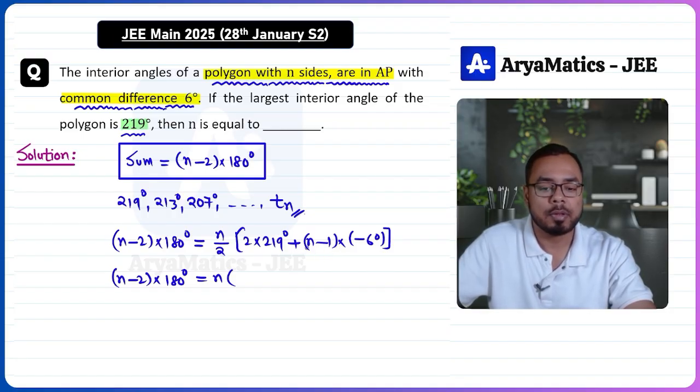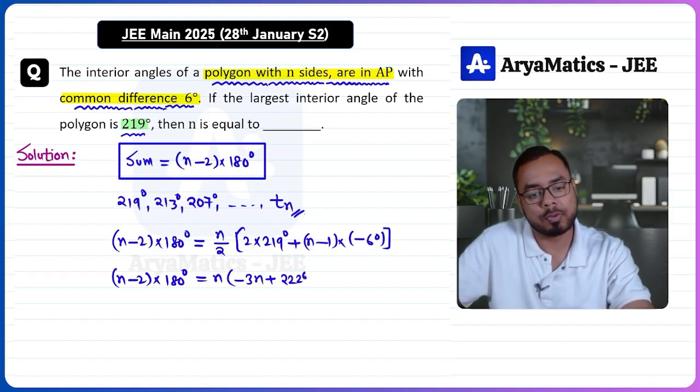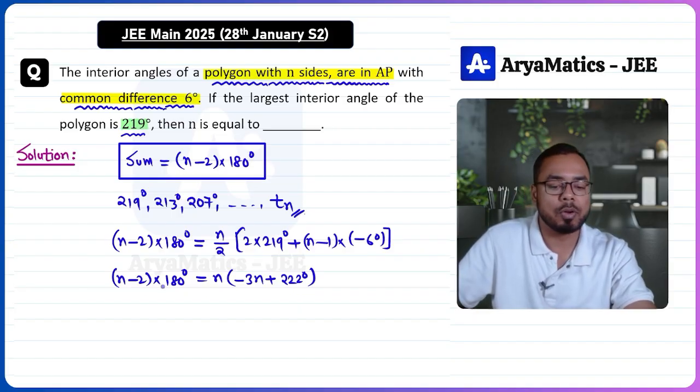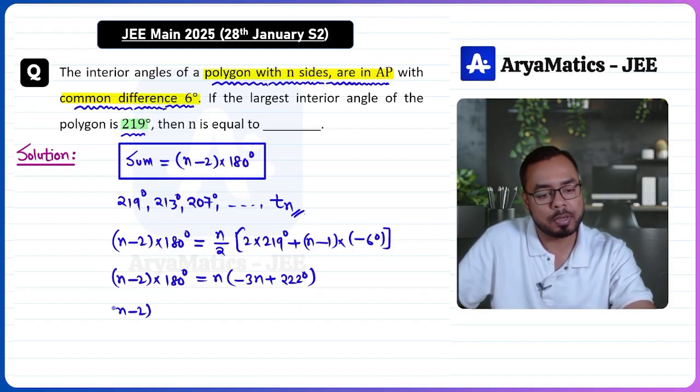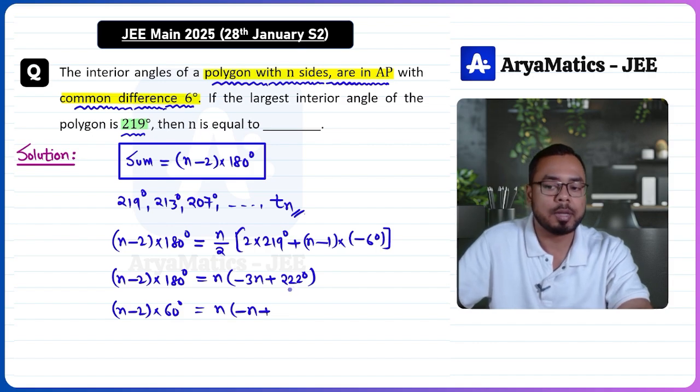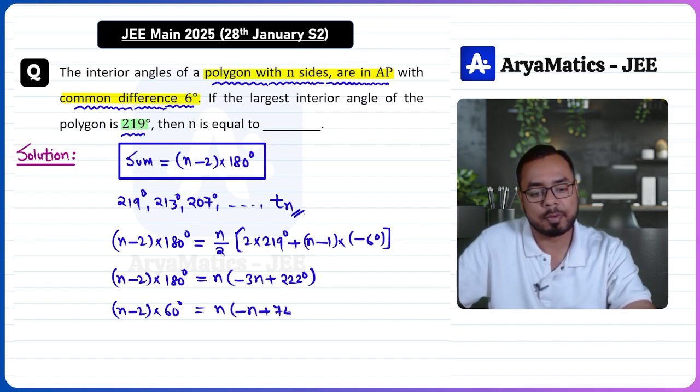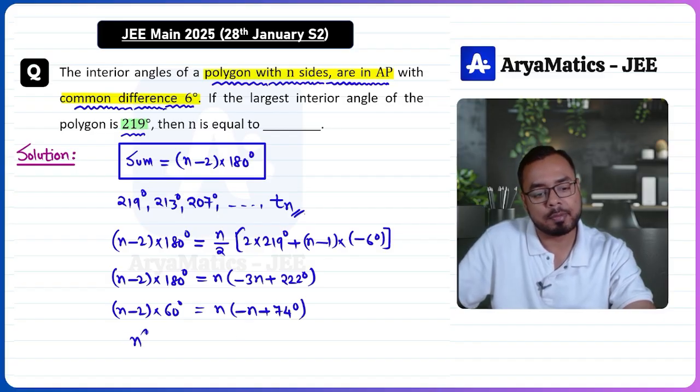So we have minus 3n and then 3 plus 219, so that will be 222 degree. Now 3 you can take common from here, so then we have (n minus 2) into 60 degree, and this will be equal to n into minus n and 222 divided by 3, so that will give us 74 degree. So from here I think we are getting n square plus 60 minus 74, so minus 14n and then minus 120, this equals to 0.